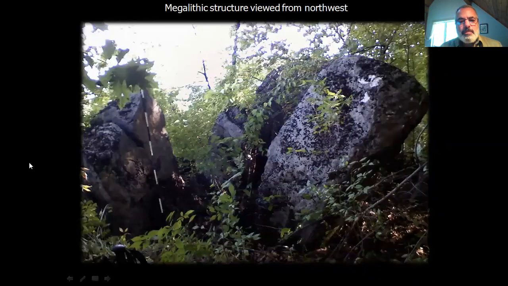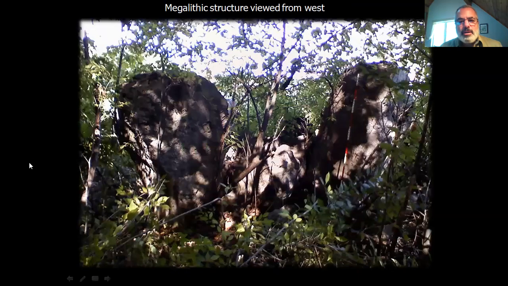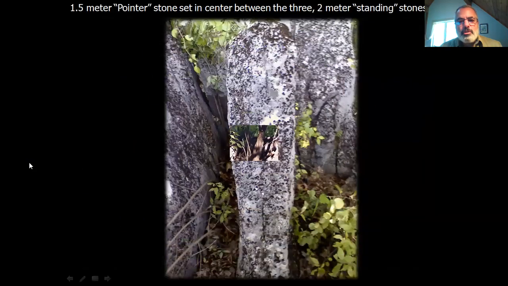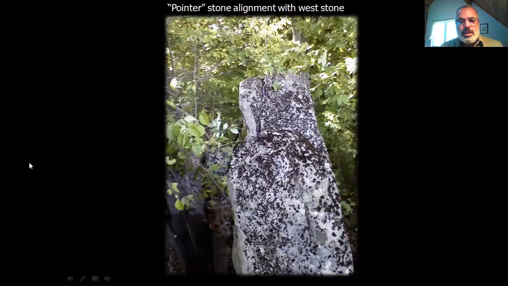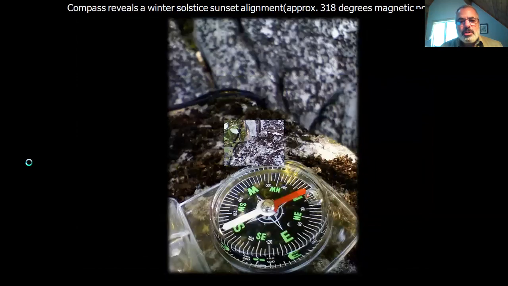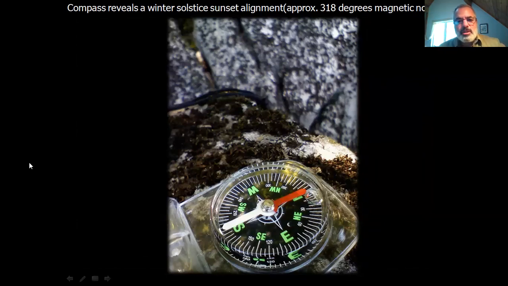Here's all three of them in their situation from another angle. They stand about 6 feet tall, each one of them. The pointer stone in the middle of them stands about 1.5 meters tall. What's interesting is when you line this up with the north or west stone, or the northwest stone, I should say, it's very close to a winter solstice sunrise, summer solstice sunset orientation, a little over 300 degrees. So this would be a summer solstice sunset.